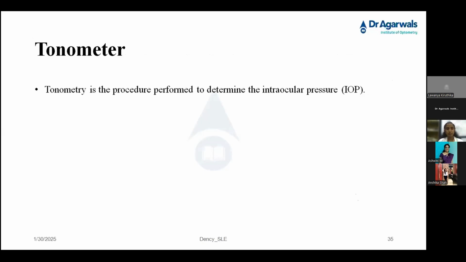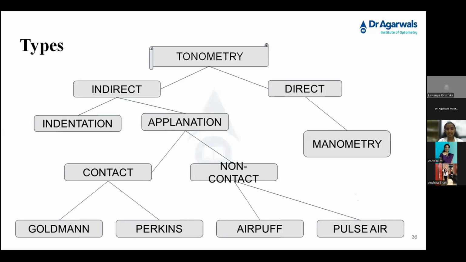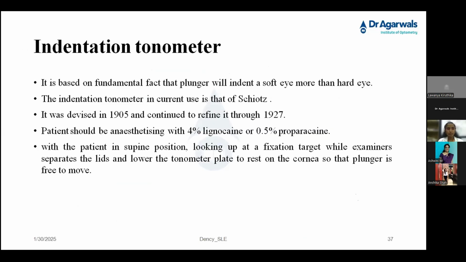Tonometer. Tonometry is a procedure performed to determine the intraocular pressure. Types of tonometer. Indentation tonometer: it is based on the fundamental fact that a plunger will indent a soft eye more than a hard eye. The indentation tonometer currently used is Schiotz. It was derived in 1905 and continued to be refined through 1927.